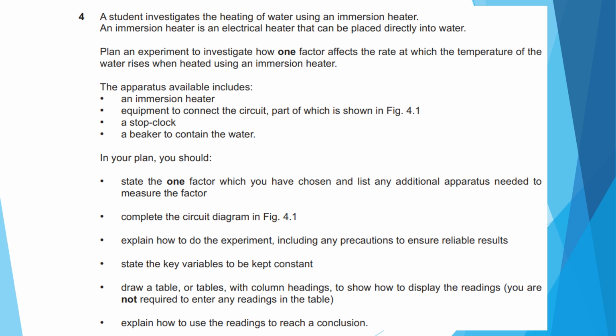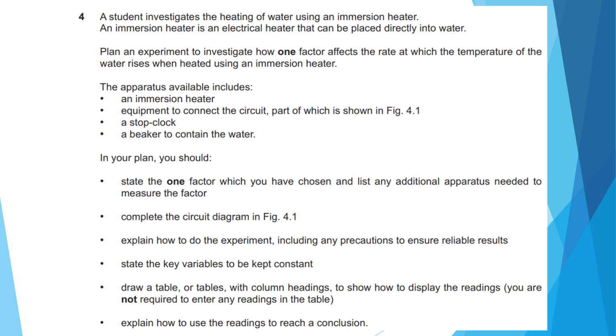explanation. And fourth bullet, state the key variables to be kept constant. So here we can include our heading as controlled variables. Then fifth one, draw a table. So here we can keep heading as tabular form or table, and you can just draw the table with the column headings to show how to display the readings. You are not required to enter any readings in the table. Last part is explain how to use the readings to reach a conclusion. This is also a very similar type of question in all past paper questions in fourth question. So for all these 6 bullets mentioned in the question paper, I have clearly explained the answer with these headings.